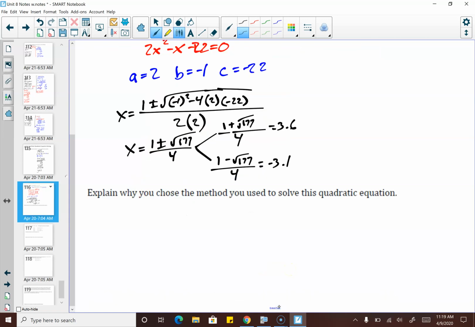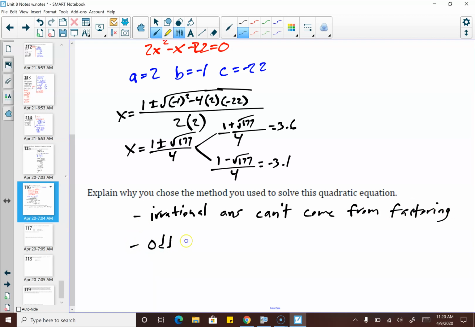And it says, explain why you chose the method you used to solve this. Well, irrational answers can't come from factoring. All right, so that eliminates factoring. And then the last piece is odd b values.